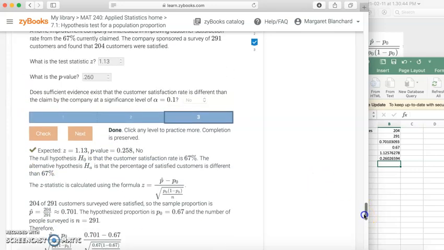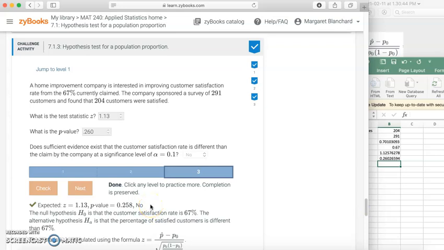That's how you do a customer satisfaction survey for challenge activity 7.1.3. If you have any questions about that or anything else, let me know.